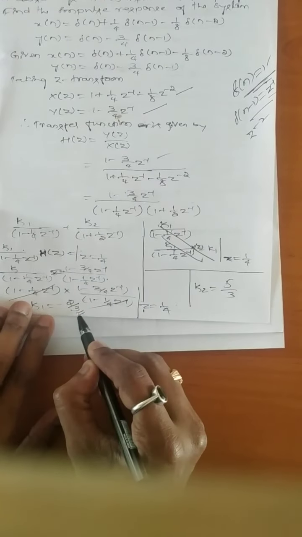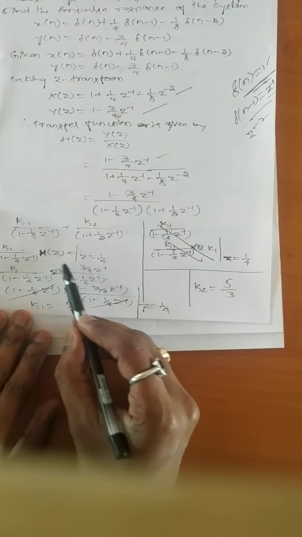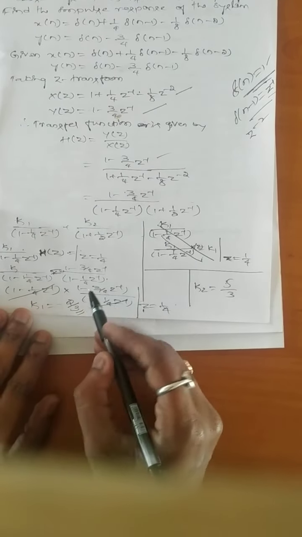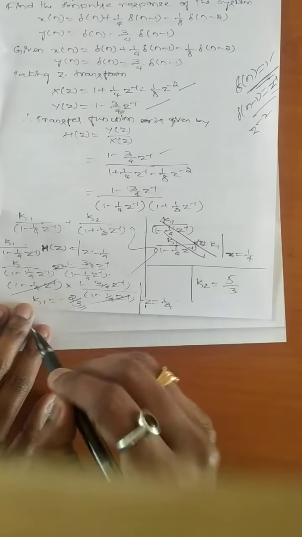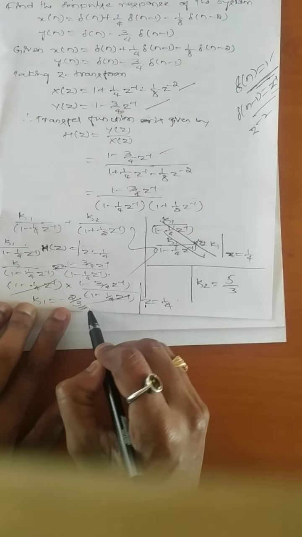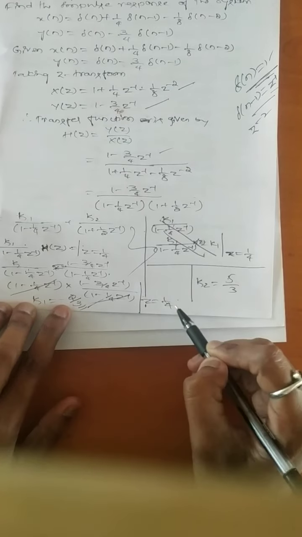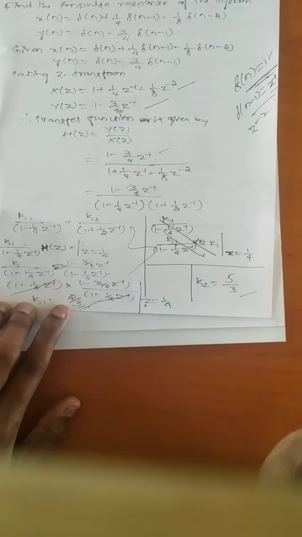So here is the value of k1. I have solved this. Refer to this part and you calculate k1 and k2. The k1 value is minus 2 by 3, and the k2 value is 5 by 3.